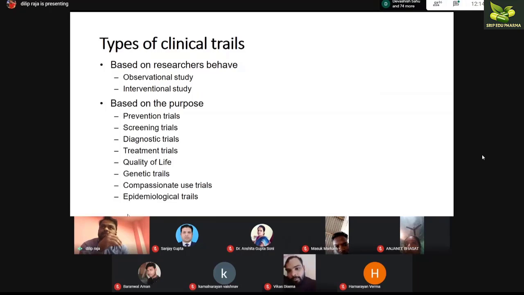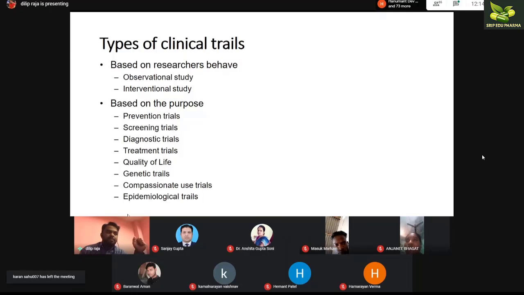Now, if we give any kind of drug, we will call it an interventional study. And if we do only observations, without giving any experimental drug, we will call it an observational study. So we have the observational study as well as the interventional study. And here the second category is based on the purpose.